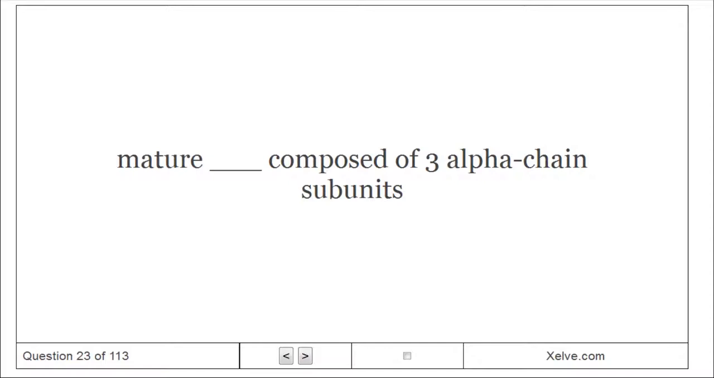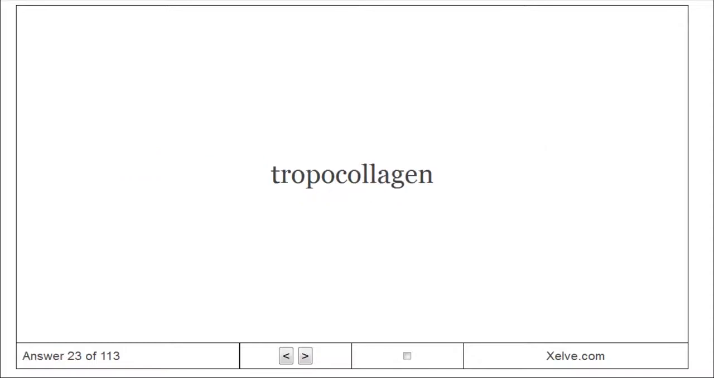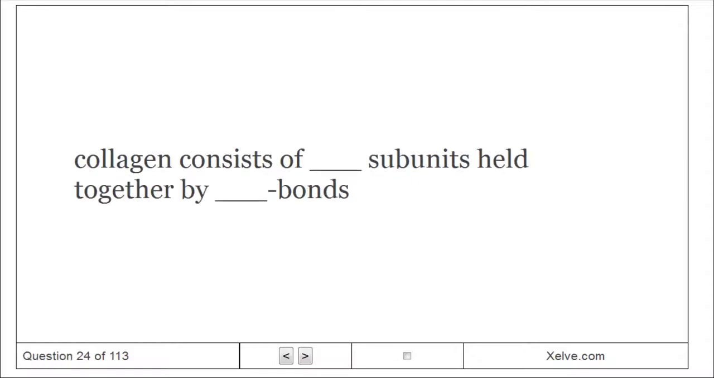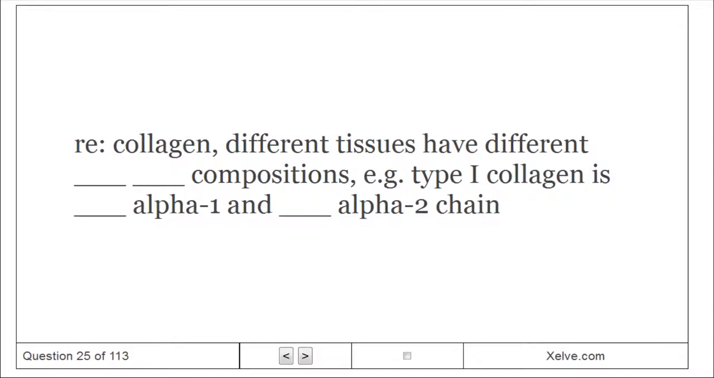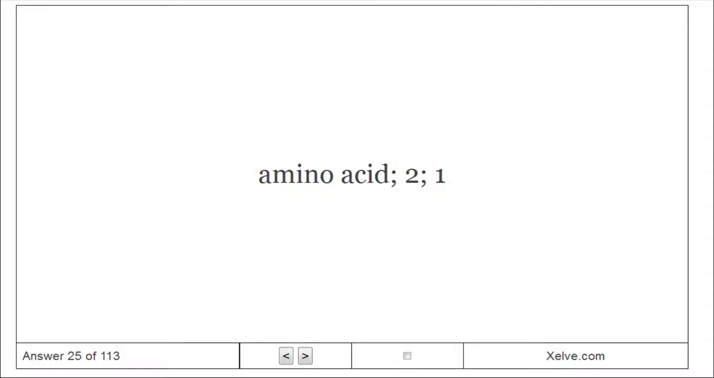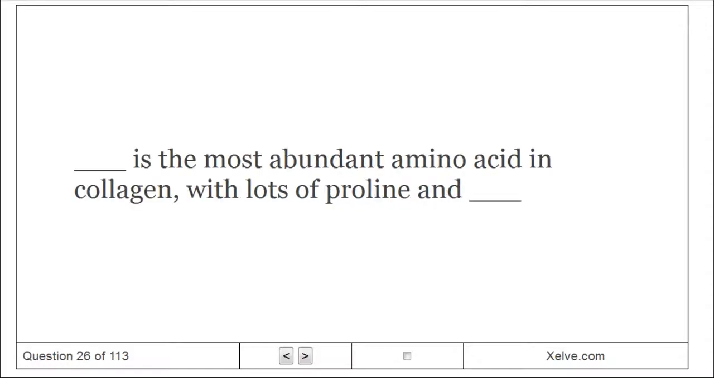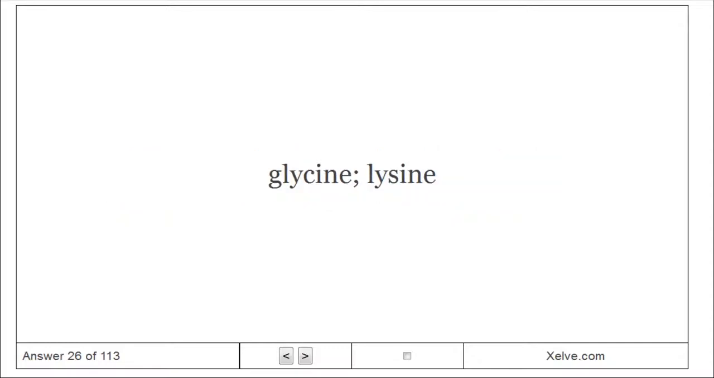Mature blank composed of 3 alpha chain subunits. Tropocollagen. Collagen consists of blank subunits held together by blank bonds. 3, H. Collagen. Different tissues have different compositions, e.g. type 1 collagen is alpha 1 two, alpha 2 one. Blank is the most abundant amino acid in collagen, with lots of proline and blank. Glycine, lysine.